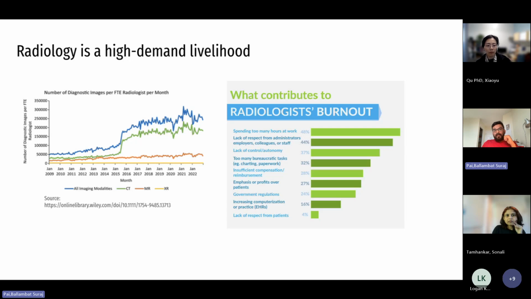And this would then potentially lead to radiologist burnout as well. So if you look at statistics on what contributes the most to radiologist burnout, one of the largest contributors is spending too many hours at work. And that's 48% involved that this would be the largest cause for radiologist burnout. So this is definitely a bad thing, right?